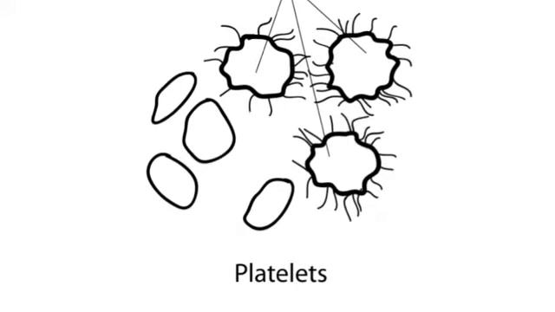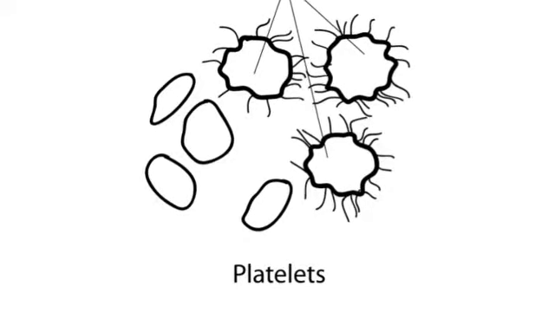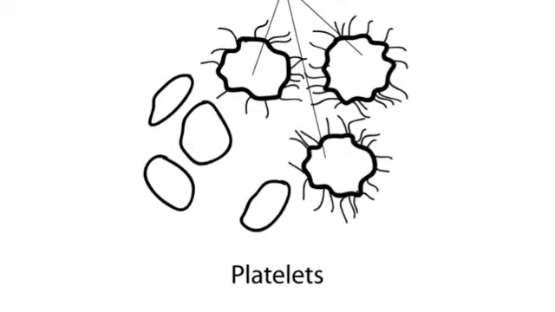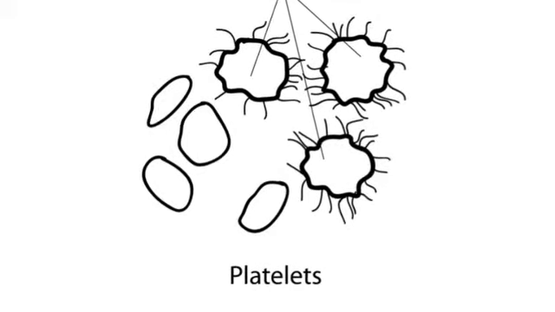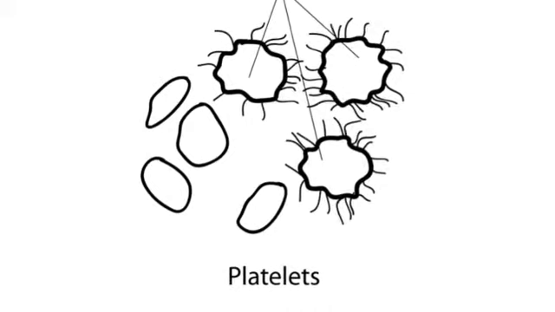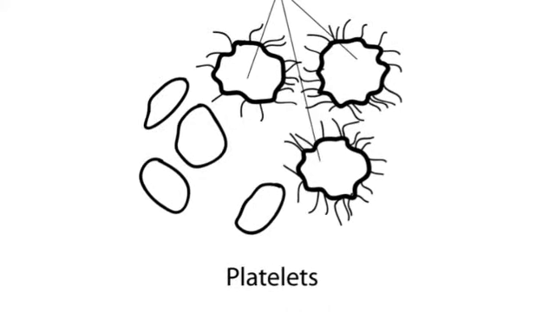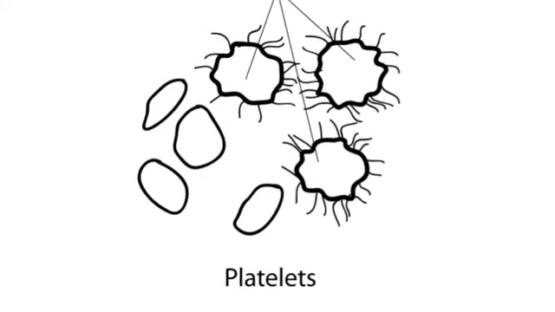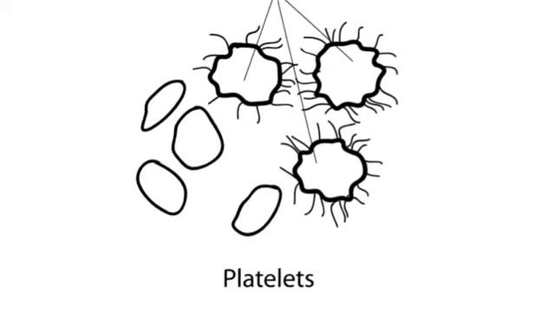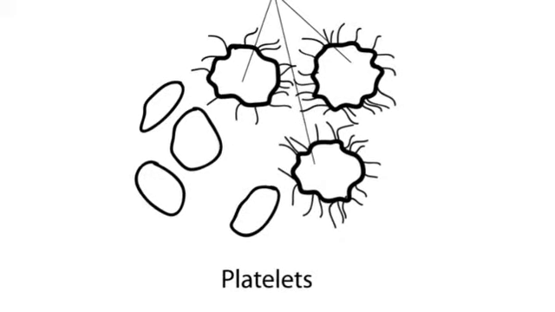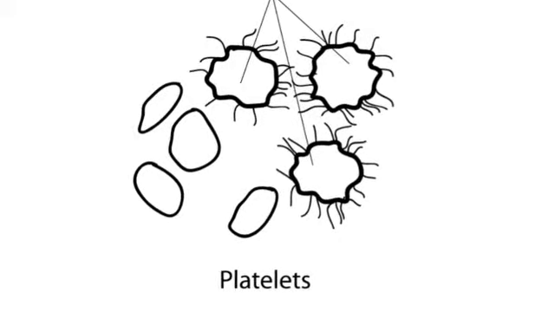Now, your platelets are also called thrombocytes. Platelets are fragments of cytoplasm, which is the substance that surrounds the cell's organelles, and are enclosed by a membrane. When they come into contact with damaged tissue, they release chemicals that start a chain of reactions to form a blood clot.